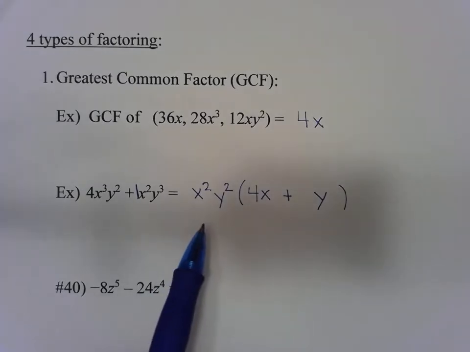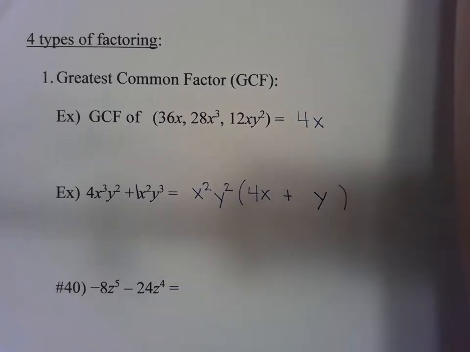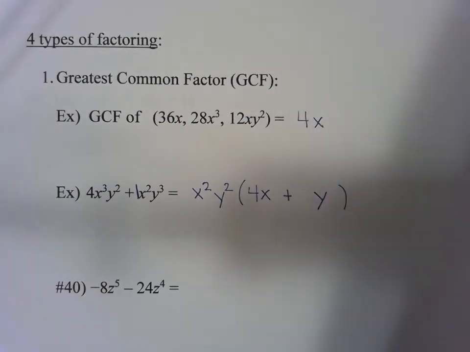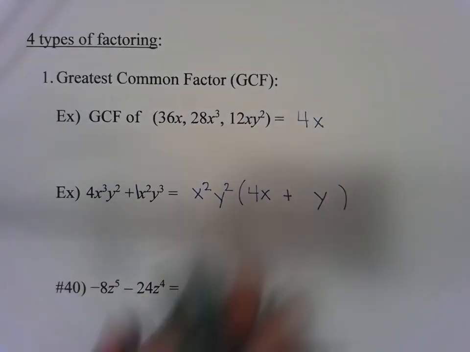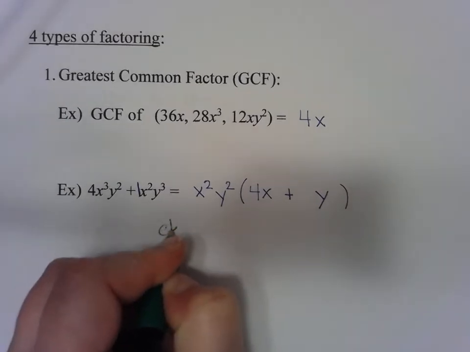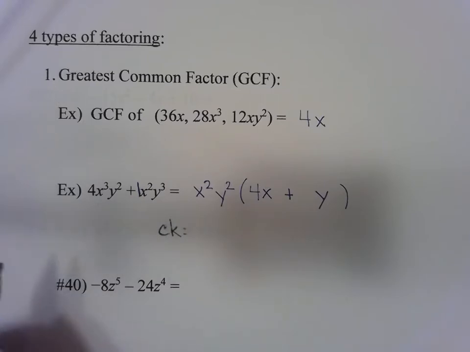Okay, and you can always multiply this back out to check yourself. Why don't I do that in a different color? So if I multiplied this back out, this is my answer. Okay, so to check, this is supposed to be green. I don't know if you can tell that.